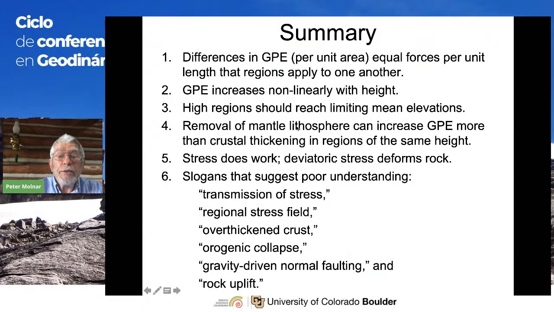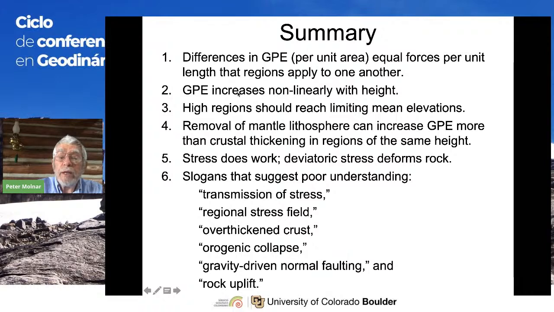So, in summary, this is my last slide. In summary, differences in gravitational potential energy equal forces per unit length that regions apply to one another. These forces per unit length are, if you like, the forces per unit length along a mountain range that build a mountain range, or when they become too small, that allow a mountain range to fall apart. So we can measure gravitational potential energy easily. We simply make it equal to this force per unit length, and we've learned something.